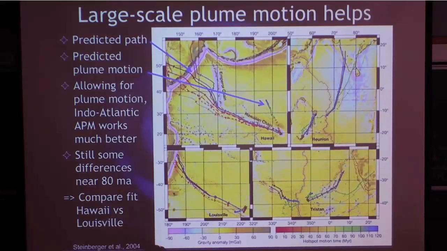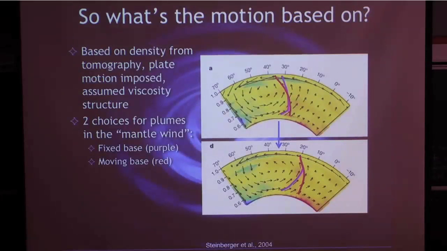All right, so I didn't tell you what he actually did to make this work, so let's do that. What goes into these moving plumes is a combination of a density structure from tomography, plate motions, and an assumed viscosity structure to drive a global mantle convection pattern. And then you have two options.